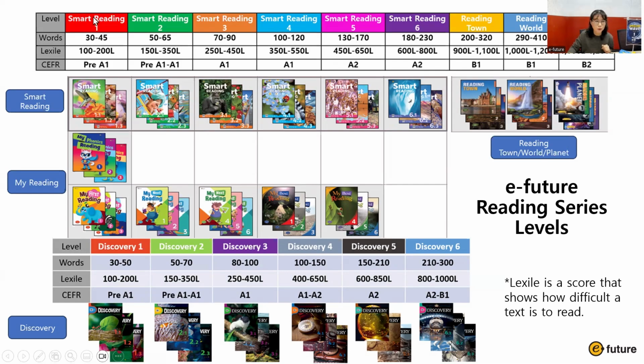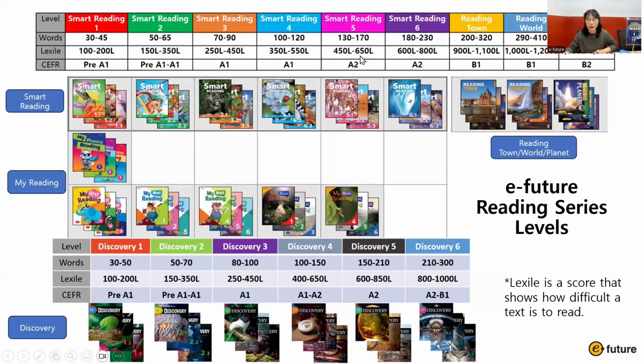Okay, so if you look at Smart Reading Level 1, 30 to 45, that means in each passage, in each story, if you count the number of words, then you will get 30 to 45 words. Okay, so you can see that when the level goes up, the word count increases. Right? So if you look at Smart Reading Level 6, we have 180 to 230 words in a story. Okay, and we also have Lexile level.